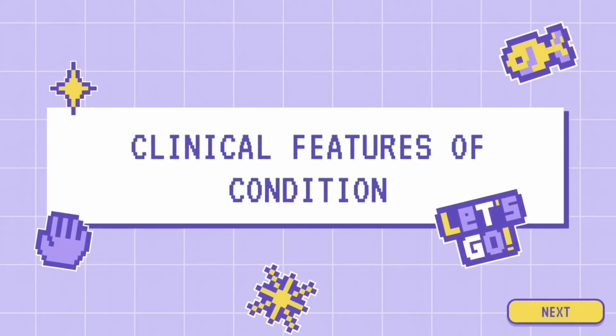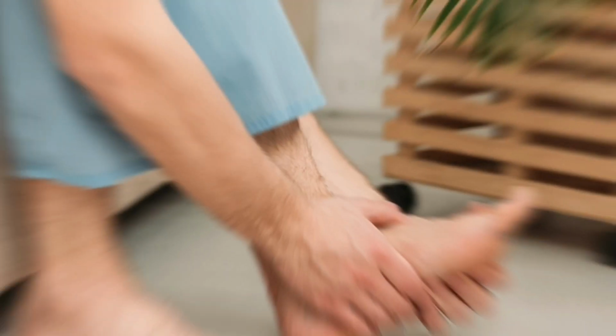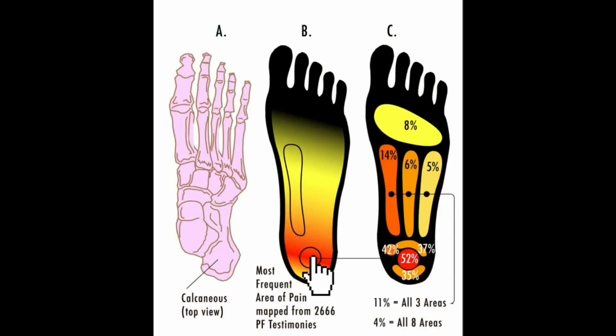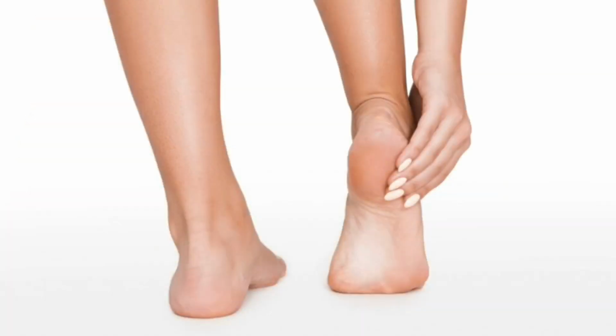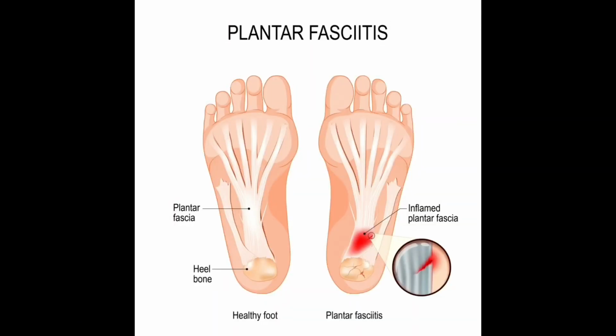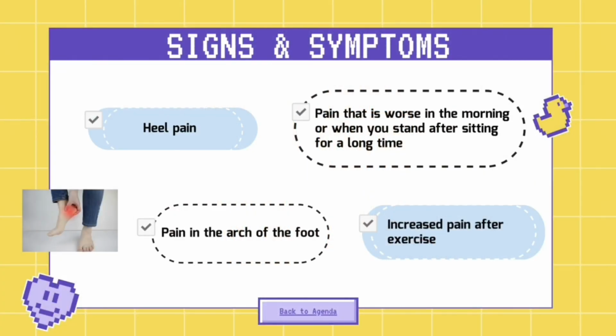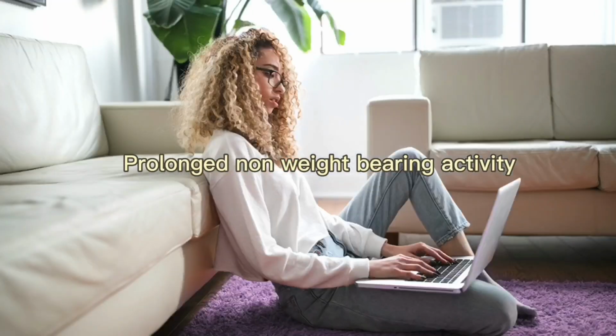Clinical features. The hallmark finding in plantar fasciitis is heel pain. The pain is going to be sharp and intense, and it commonly occurs on the inferior side of the heel bone, which is the calcaneus. This heel pain is going to be mostly unilateral, meaning that one foot is affected and the other one is not. The pain of the heel is going to be elicited with the first step in the morning or after you sat down and had a prolonged non-weight-bearing activity.